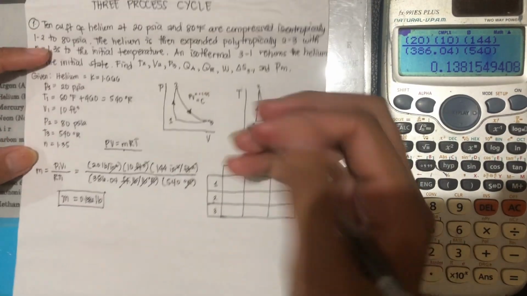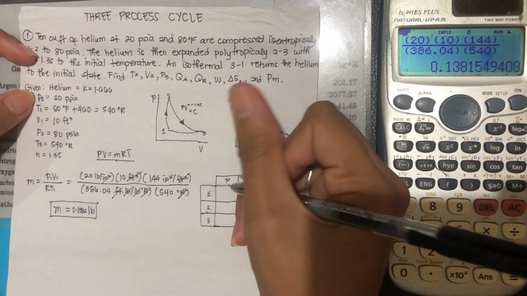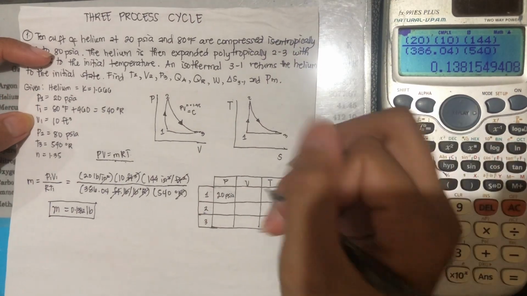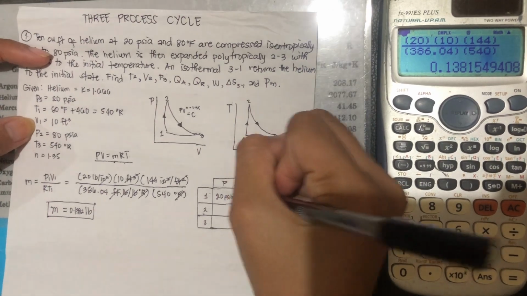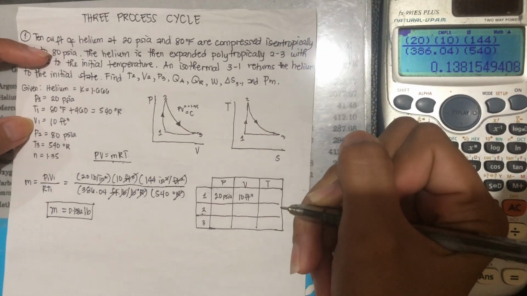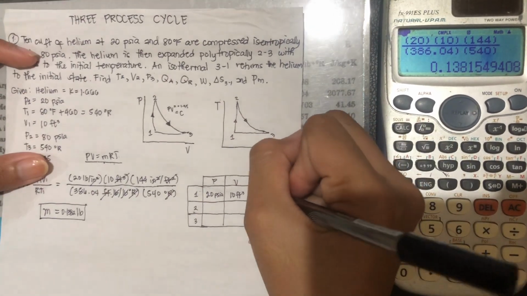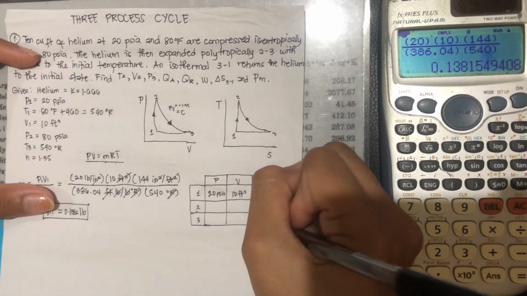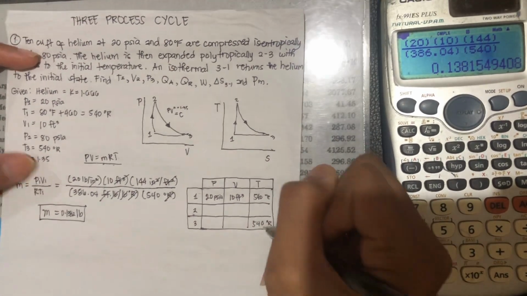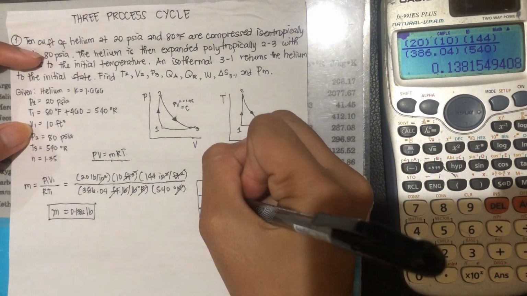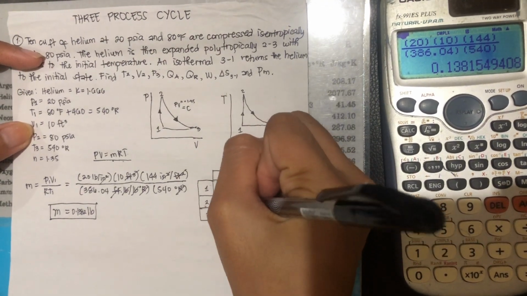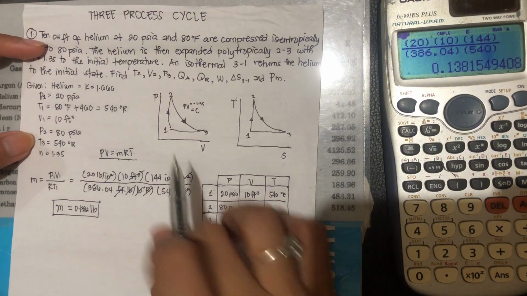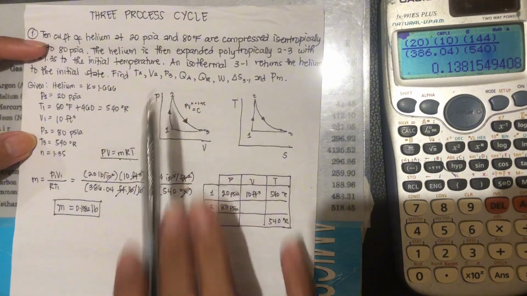So again, here is the given: P1 is 20 psia, volume V1 is 10 cubic feet, temperature T1 is 540 Rankine, which is equivalent to temperature T3, 540 Rankine, and P2 is 80 psia. What we need to find are T2, V2, and P3.